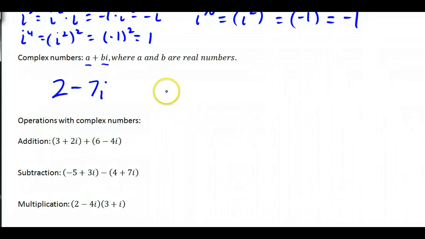Now believe it or not, every number you've ever worked with is also a complex number. For example, the number 100 is a complex number because it has a 0i tagging along. You just didn't know about that.